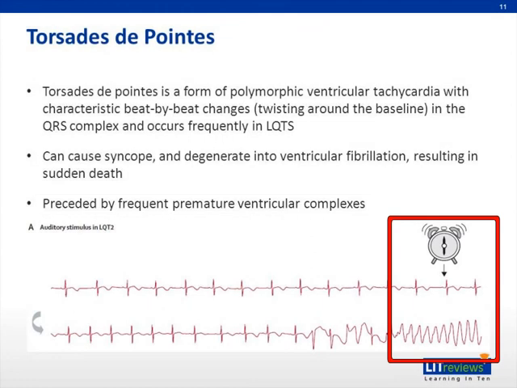The figure at the bottom of the slide depicts what happens in a patient with long QT syndrome type 2 who experiences an alarming auditory stimulus. There are multiple premature ventricular complexes that eventually lead to Torsades de Pointes at the end of the electrocardiogram.